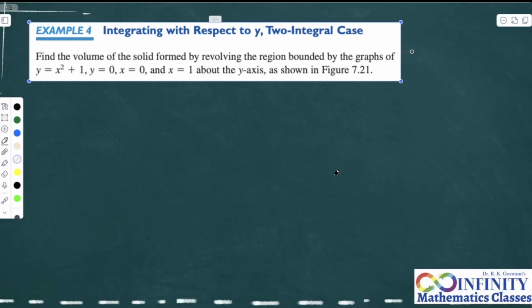Find the volume of the solid formed by revolving the region. Just a second.